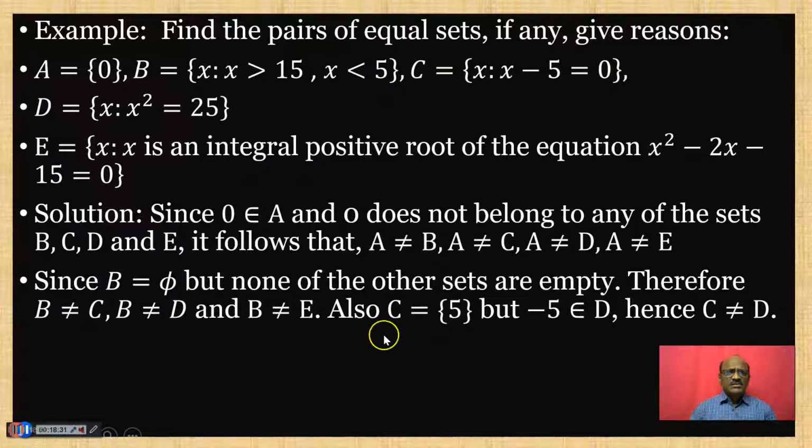And next is C. This is the set of x such that x minus 5 is equal to 0, then x is equal to 5. C has only the element 5. But in D, x is such that x square is equal to 25. Therefore, in D we have two elements, that is 5 and minus 5. Minus 5 belongs to D. And therefore, C is not equal to D because C has only the 5 and D has two elements, 5 and minus 5.